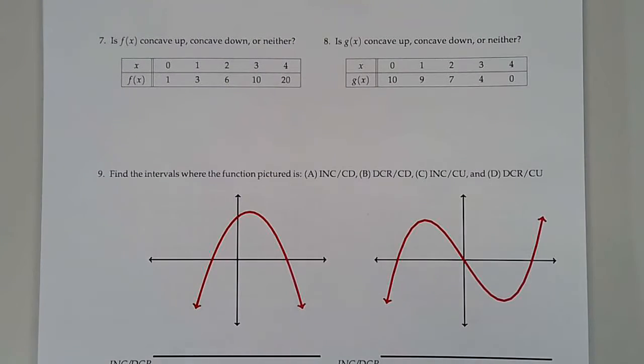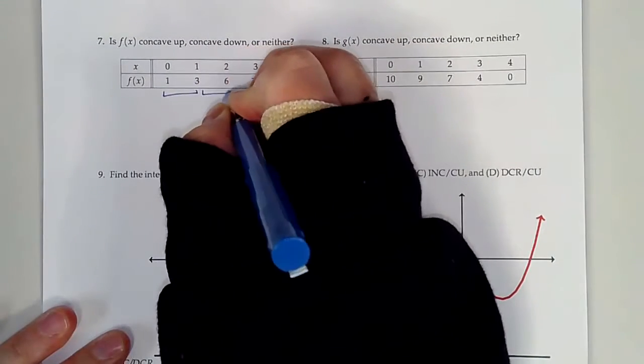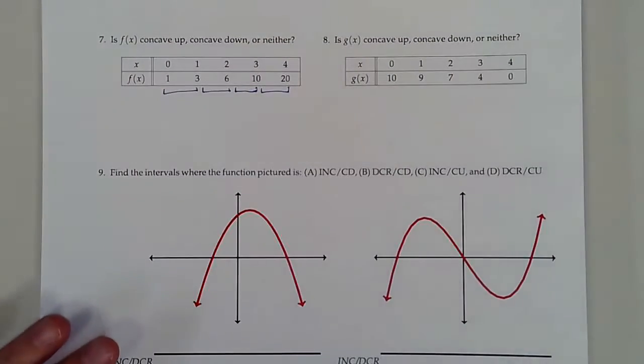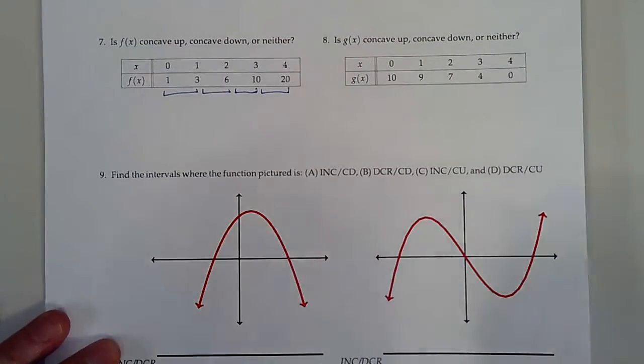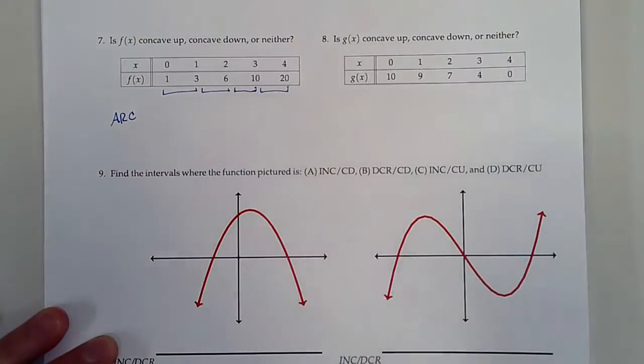Right, so to use a table to see if we have concave up or concave down, we need to find the average rate of change between each of these pairs. So between these two, these two, these two, and these two, and you do need to check all of those pairs in there.